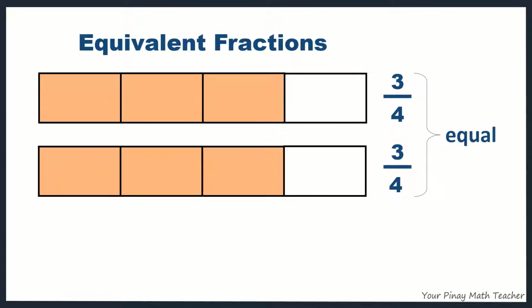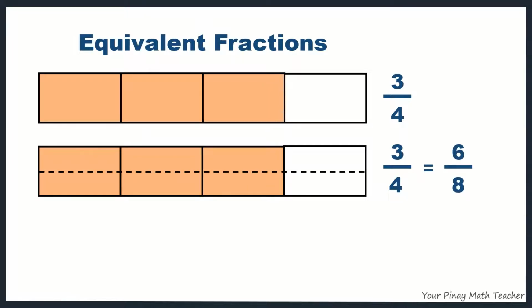They are equal. If I were to cut the second figure equally along this horizontal line, then the number of parts becomes 8. 1, 2, 3, 4, 5, 6, 7, 8. And the shaded parts become 6. So the shaded part still remains to be 3/4, but it can be named as 6/8. So we can say 3/4 is equivalent to 6/8.